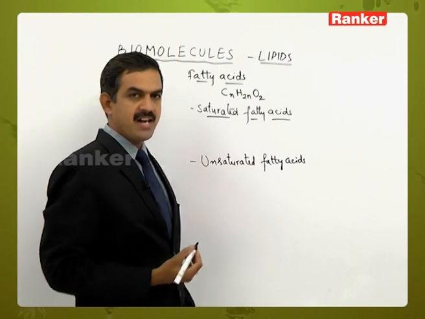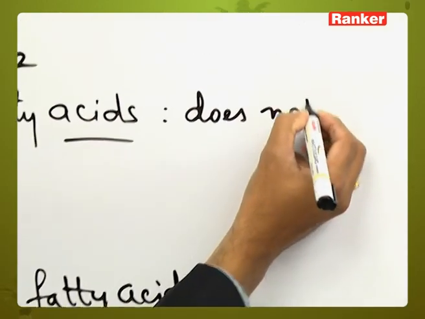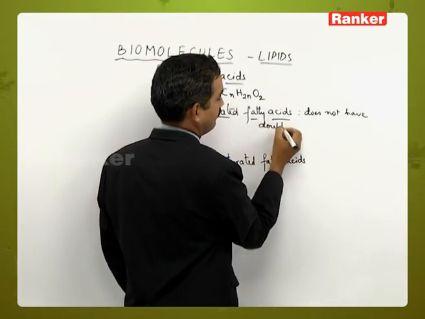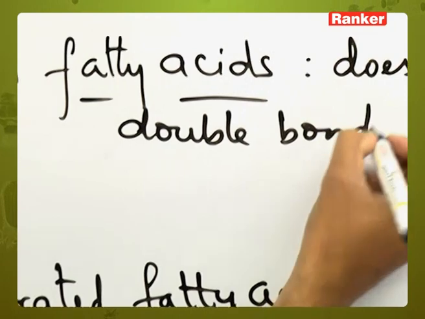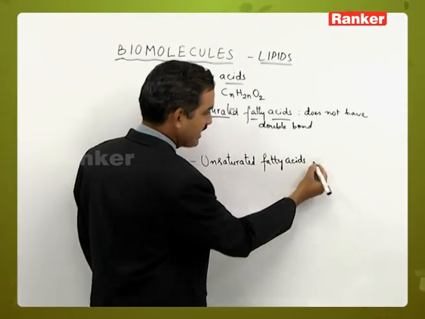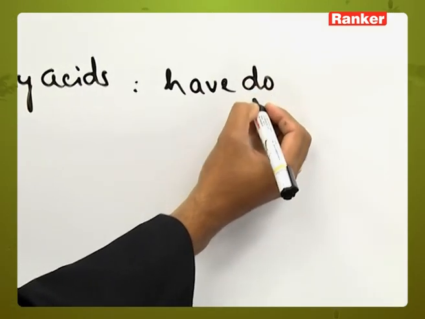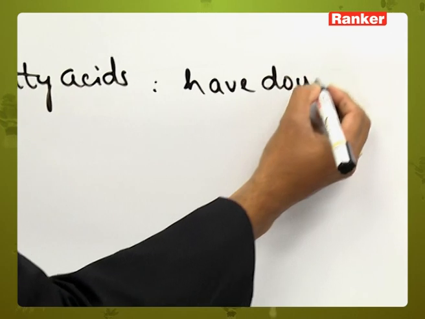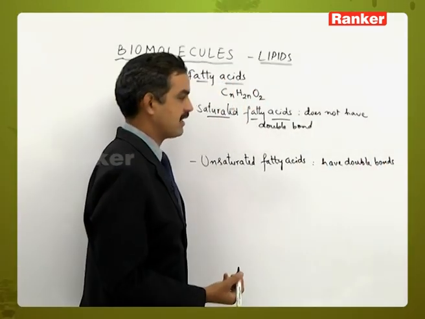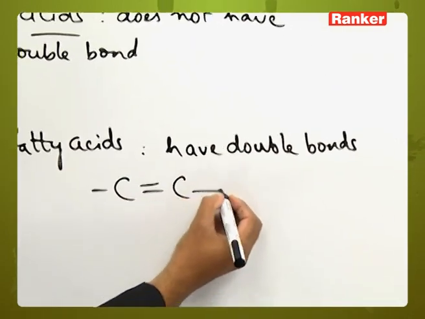So saturated fatty acids are the ones which do not have double bonds in them. Such types of fatty acids are called saturated fatty acids, whereas the ones which have double bonds are called unsaturated fatty acids. They may be in the form of C double bond C, like this.